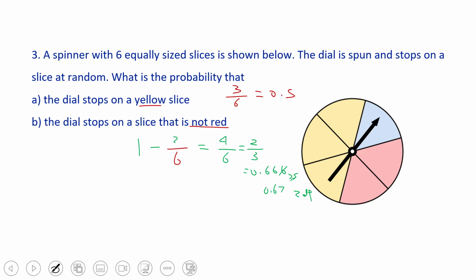Or you can do it as not red, so it will be yellow or blue. So you can make it 3 plus 1 over 6. The same answer, right? Not red, maybe blue or yellow. So you have two options, but you have to know the probability of the complement. You remember the complement? A dash, it's 1 minus the probability of A.